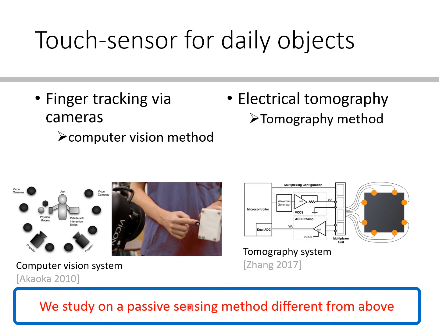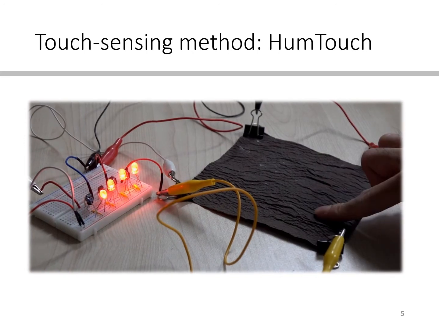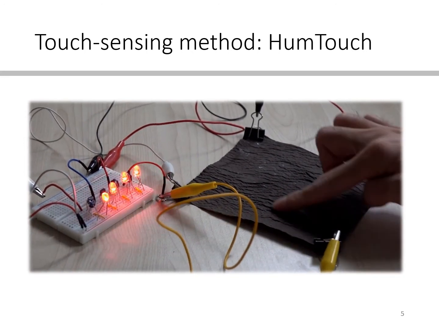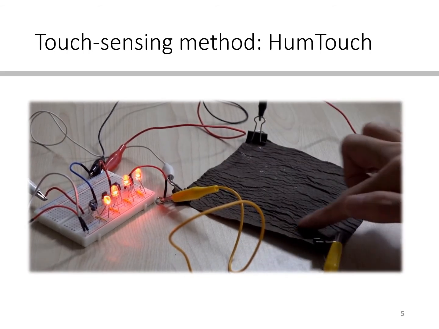In our study, we are researching a passive sensing method different from the methods mentioned above that can be used on non-specialized surfaces without surface activation. Here, we are going to introduce a touch sensing method named HumTouch. Let's take a look at this video.